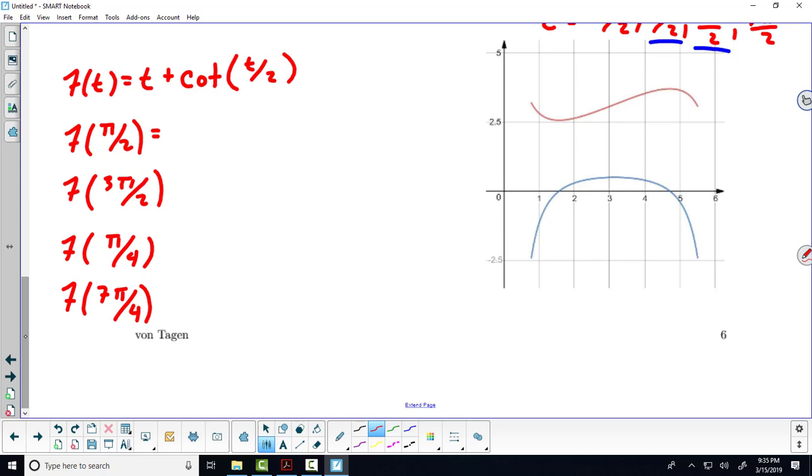Okay, so let's see what we get here. If I plug in pi over 2 into the function, I get pi over 2 plus, let's see, this would be the cotangent of pi over 4.